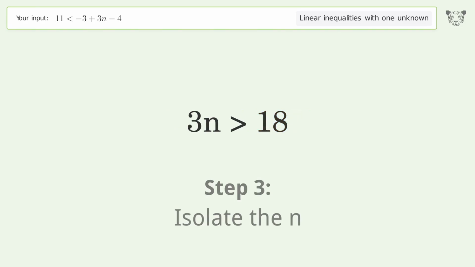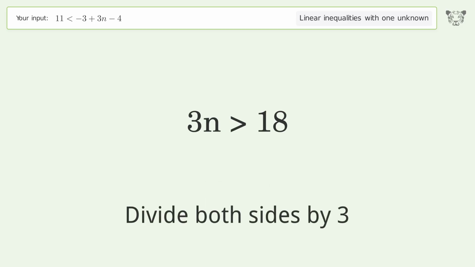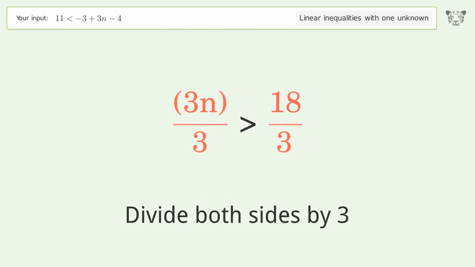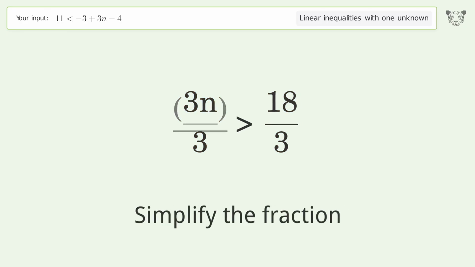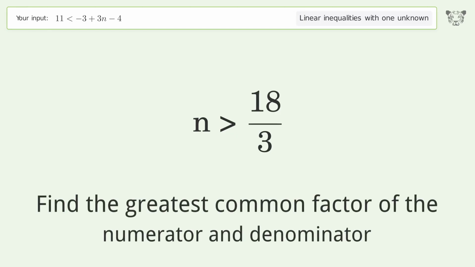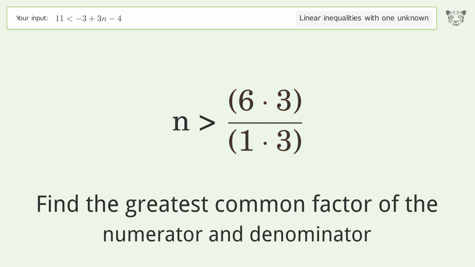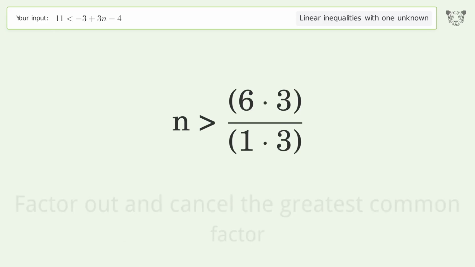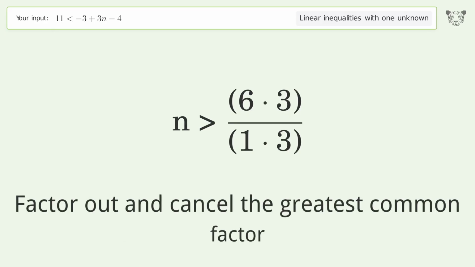Isolate the n. Divide both sides by 3. Simplify the fraction. Find the greatest common factor of the numerator and denominator. Factor out and cancel the greatest common factor.